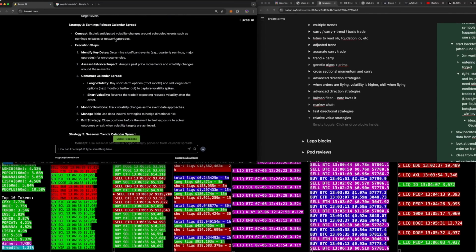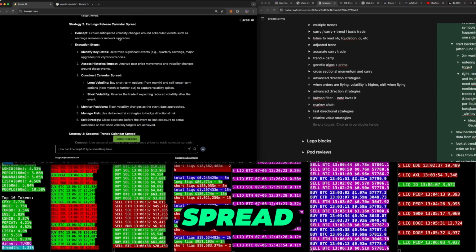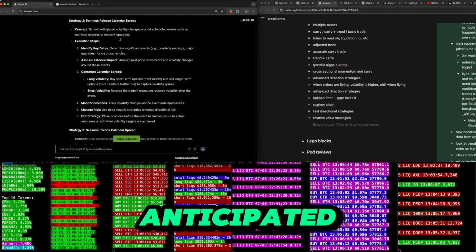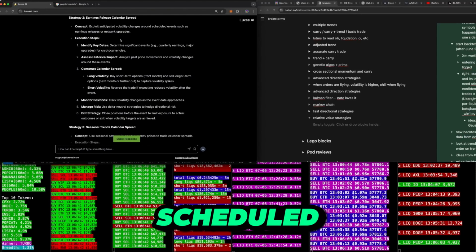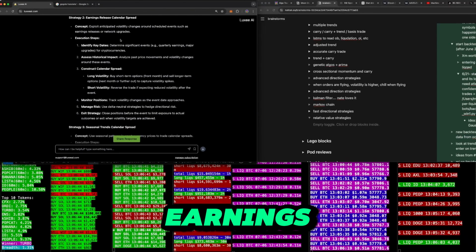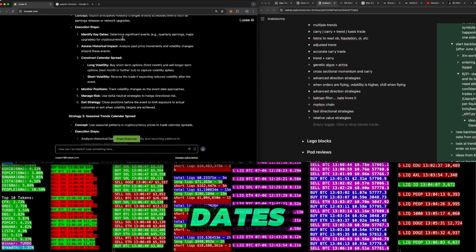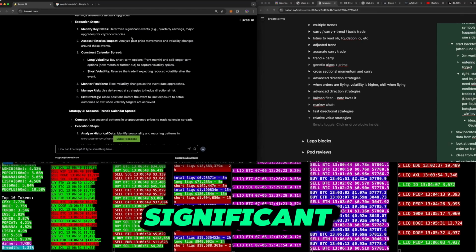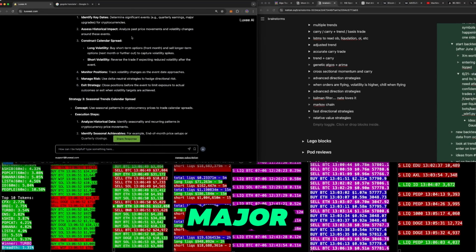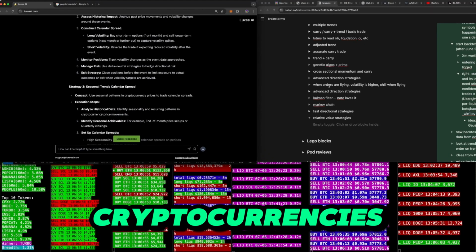Number 2, earnings release calendar spread. Exploit anticipated volatility changes around scheduled events such as earnings releases or network upgrades. Execution steps. Identify key dates. Determine significant events like quarterly earnings, major upgrades for cryptocurrencies.